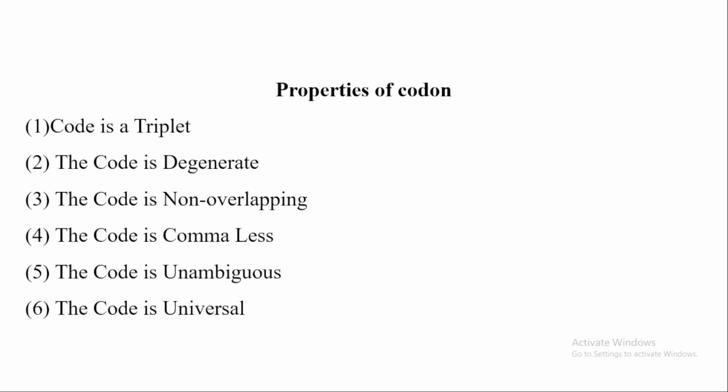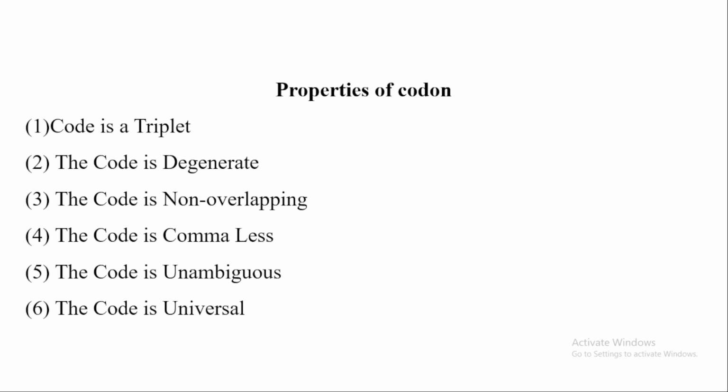Okay, so the answer for this question is... Ma'am, answer is A. Yeah, there are actually more than one correct answer for this question. If you read the options carefully, the code is degenerate, yes, because there are 64 codons and 20 amino acids. So one amino acid can be coded by 2 or 3 codons simultaneously.